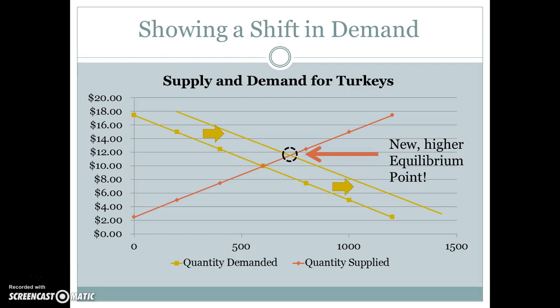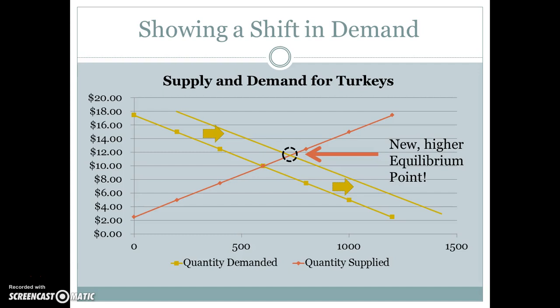So consumers are more excited to buy turkey at every price, and that means that the price is going to rise for each quantity. And the suppliers will supply more if the consumers are willing to pay more. So the equilibrium point is both at a higher price and at a higher quantity.